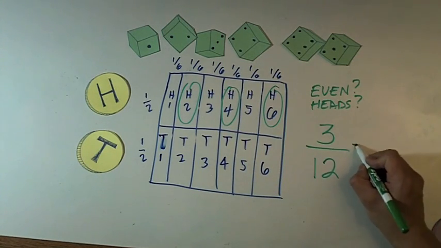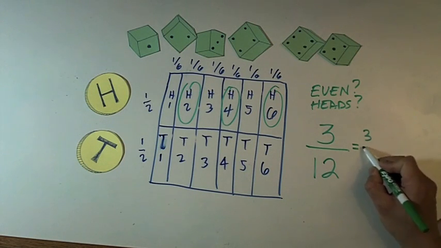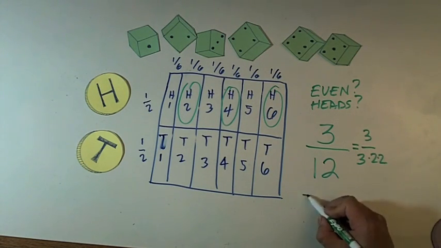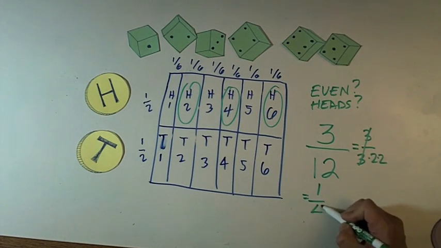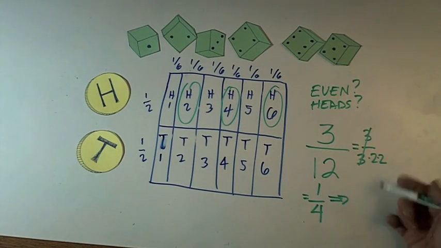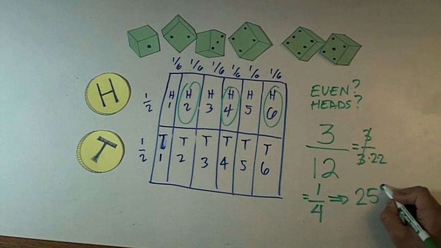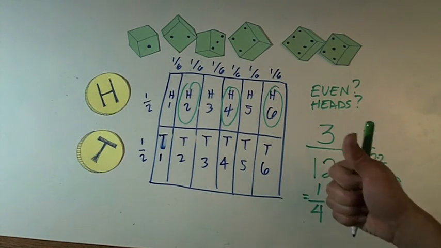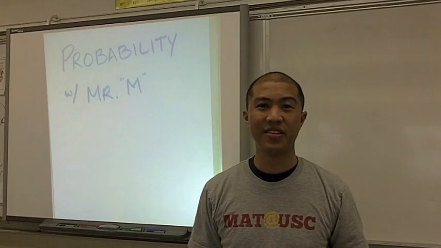So it's again 3. So let's decompose our fraction into its prime factors. There you go. And you take those 3's and that makes a 1. So you have 1/4, and that equals 25%. So there you go. The chances of getting even and heads is 25%.